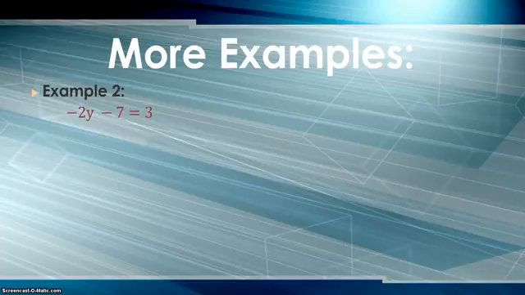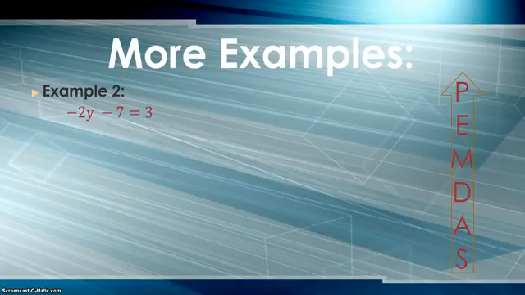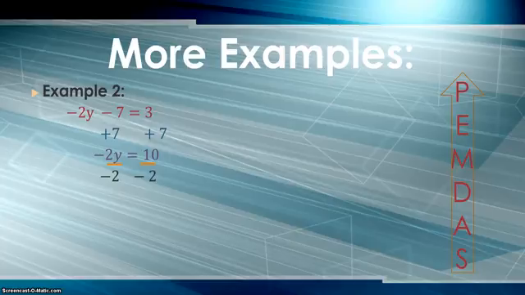So if we have negative 2y minus 7 is equal to 3, again, we're going to do our order of operations, but backwards. So we're going to get rid of the addition or subtraction first. We have a minus 7 here, so we're going to add 7 to both sides. That'll leave us with negative 2y equals 10. Again, a number next to a letter means multiplication, so to undo that, we're going to divide. When we divide both sides by negative 2, now we're left with y equals negative 5. The variable's by itself, so we have completed the problem.